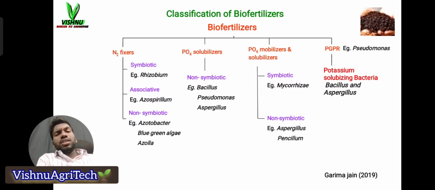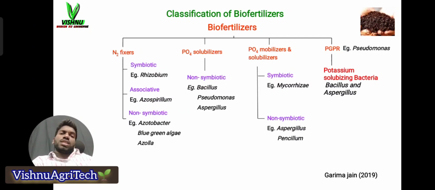Symbiotic means it is in association with other bacteria or other things. So that is called a symbiotic bacteria, for example rhizobium. And non-symbiotic means free-living bacteria. These biofertilizers are free-living non-symbiotic bacteria, for example azotobacter and blue green algae, azolla.